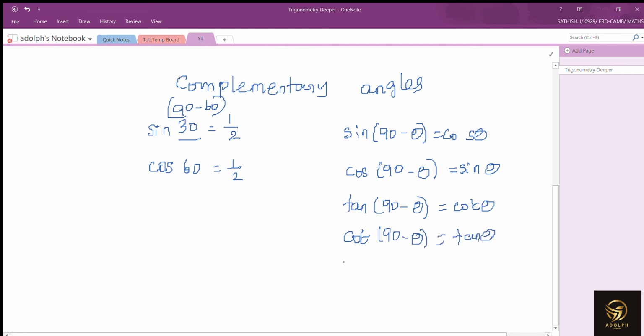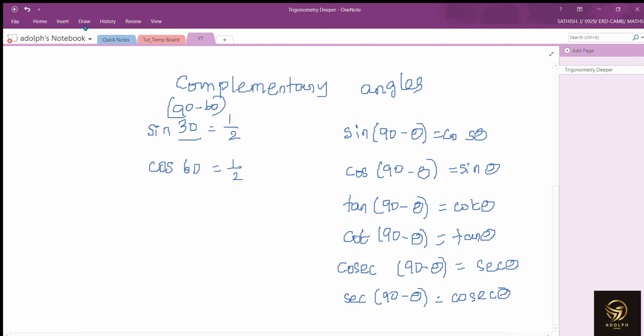Then cosecant 90 minus theta is going to be secant theta. Secant 90 minus theta is going to be cosecant theta. Now actually I made a mistake here, the theta will not come. Now you'll be having some questions about what this cot theta or cosecant theta or secant theta is. So we will be seeing that in the next part.